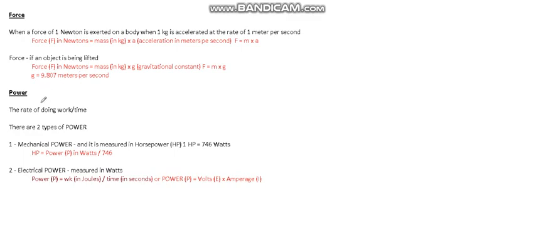We look at power real quick. Power is the rate of doing work. There are two types of power. So there's mechanical power, and it's measured in horsepower. 1 horsepower equals 746 watts. So we get the formula horsepower equals power in watts divided by 746. And then there's electrical power, 2 different types of electrical power measured in watts. We have power, which is equal to work in joules divided by time in seconds, or the one you're more familiar with is power is equal to volts times amperage.